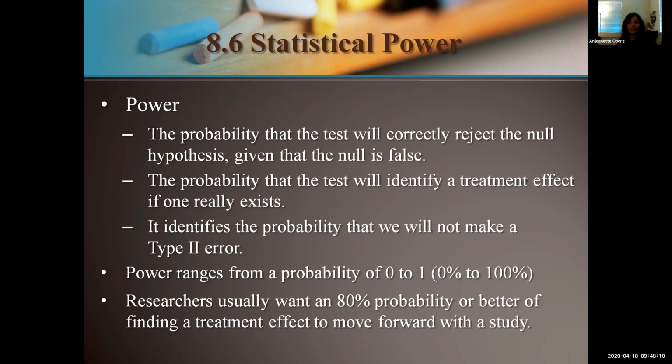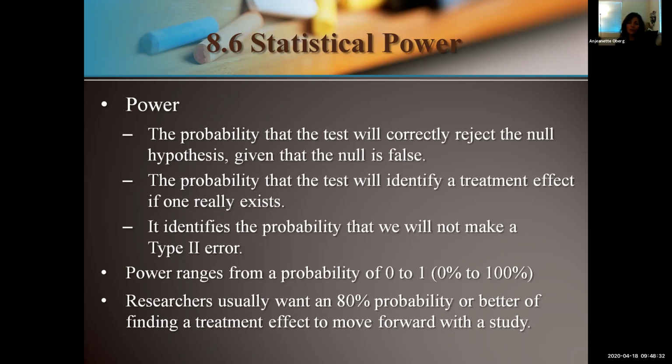And at the same time, type 2 error is not detecting a significant difference when in fact there is one, or not detecting a treatment effect when there in fact is one. And so power can also be explained as the probability of avoiding a type 2 error as well, right?